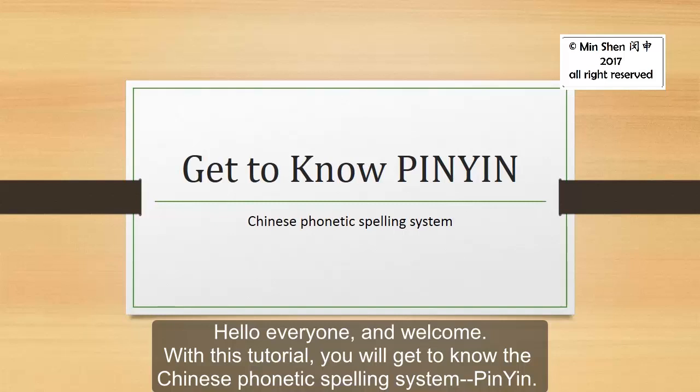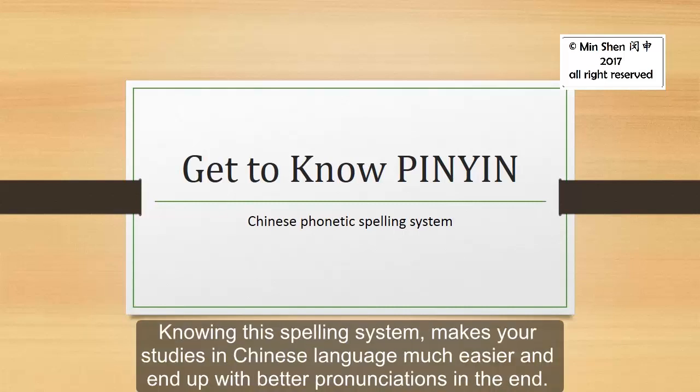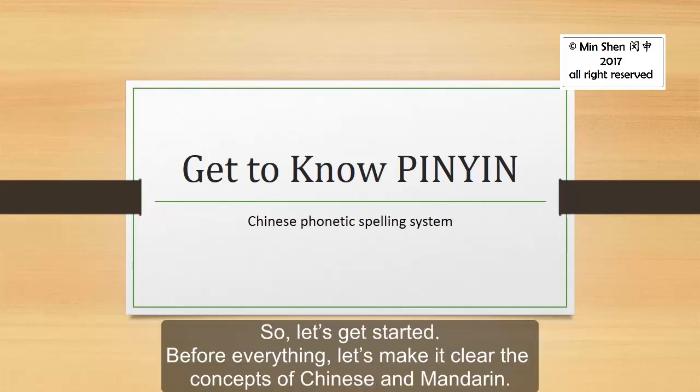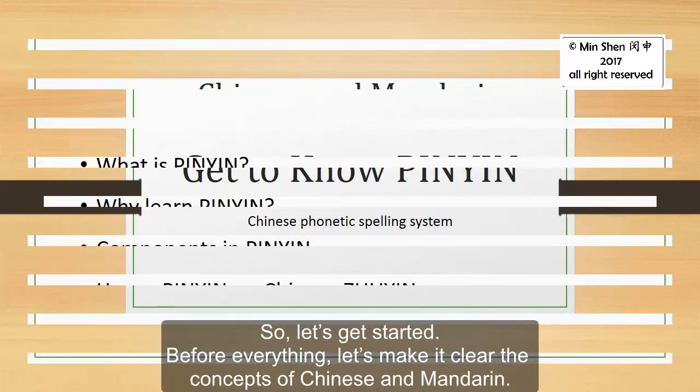Hello everyone, and welcome. With this tutorial, you will get to know the Chinese phonetic spelling system, Pinyin. Knowing this spelling system makes your studies in Chinese language much easier and ends up with better pronunciation in the end. So, let's get started.